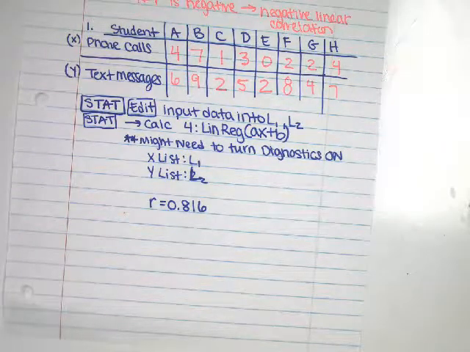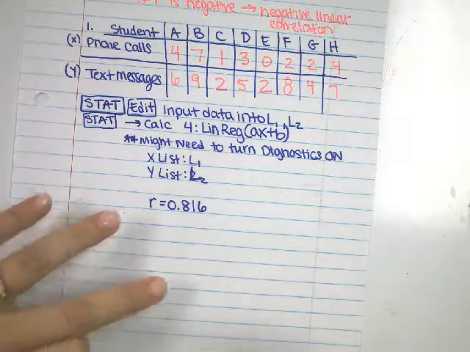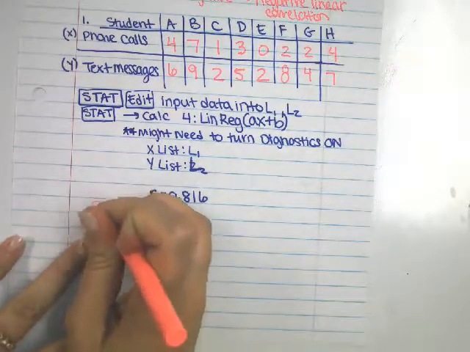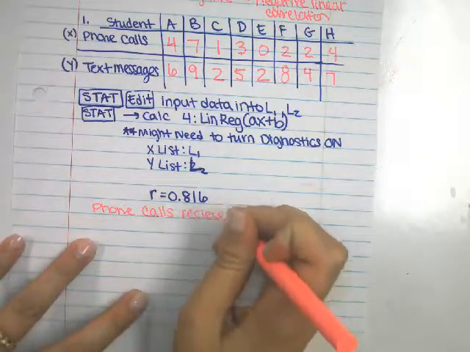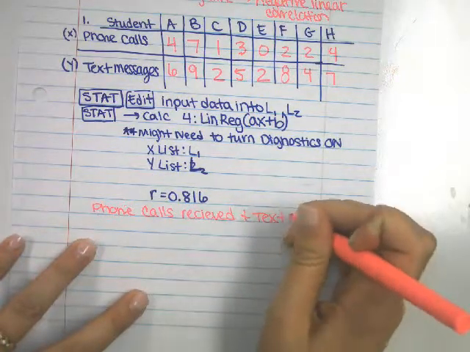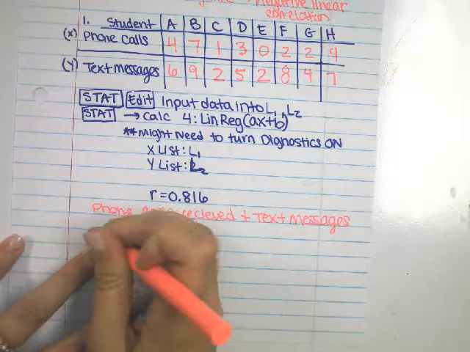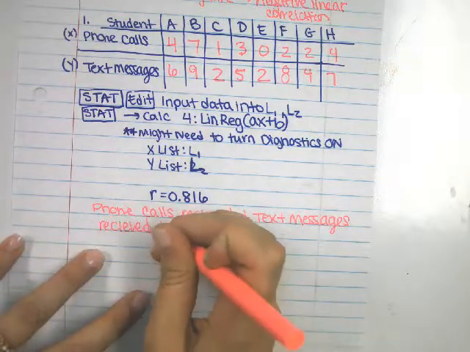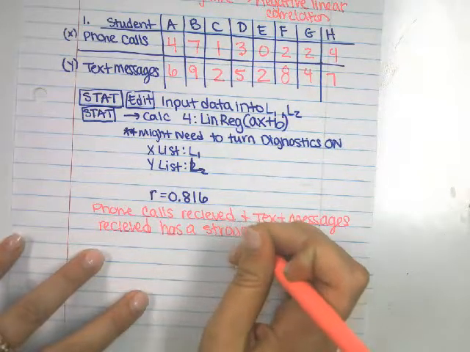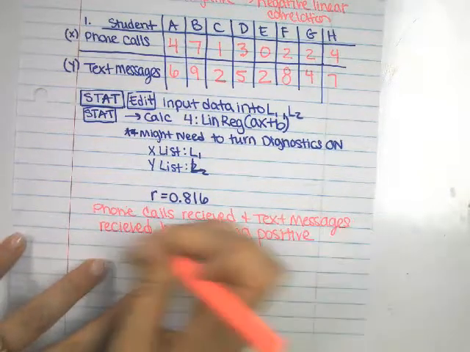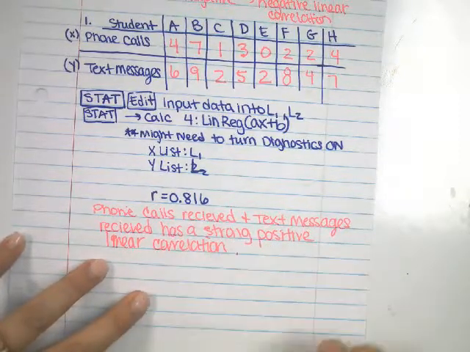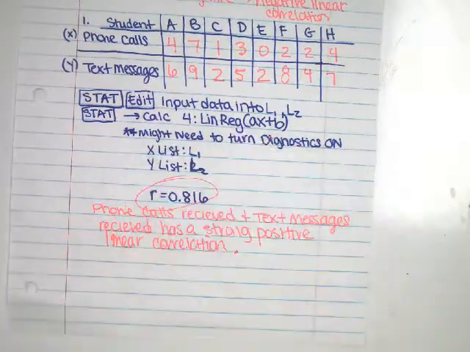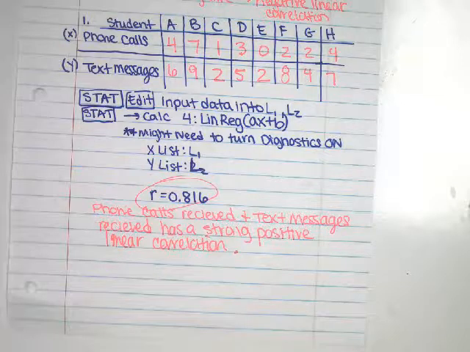So we could make a summary statement about this data saying it has a strong positive linear correlation. Okay, so our R value here indicates that it has a strong positive linear correlation, that they are correlated, that as one increases, so does the other.